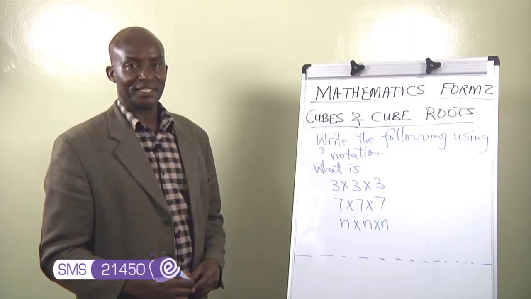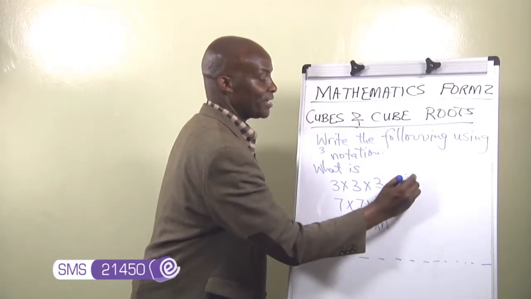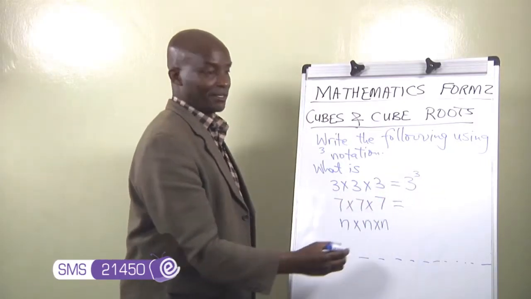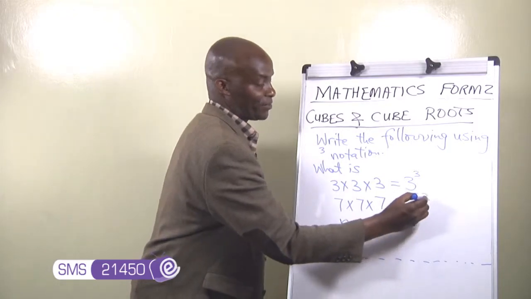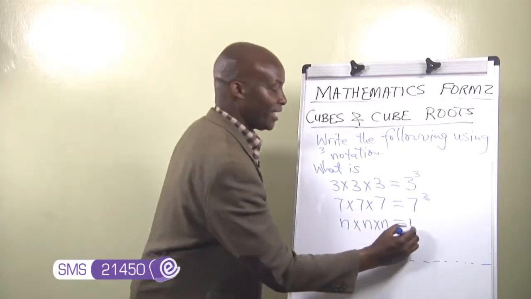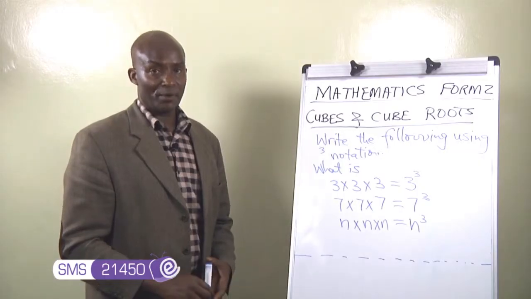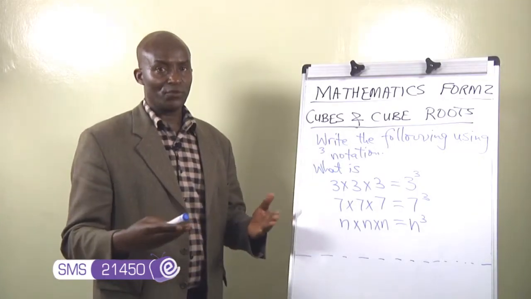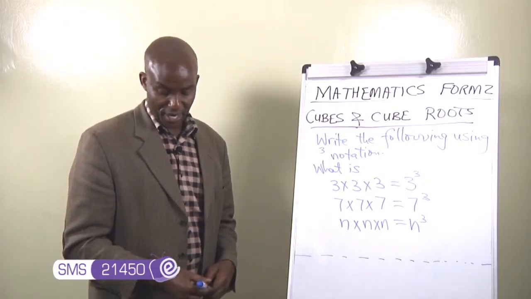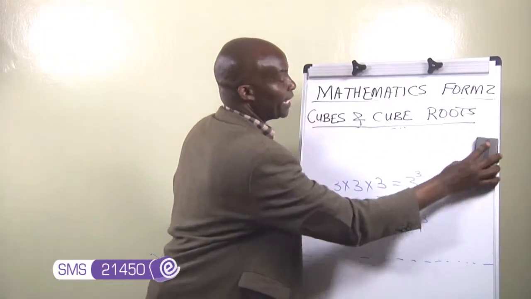I know you already have the answer. The first one will be written as 3 to power 3. Or of the second one, you got it, 7 to power 3. Third one, it is n to power 3. So that notation is very important so that we don't confuse a digit 3 and a power 3. It's very, very important.